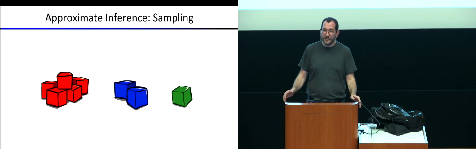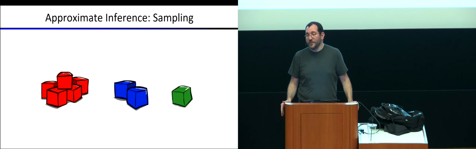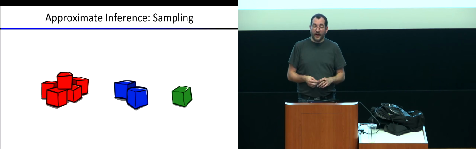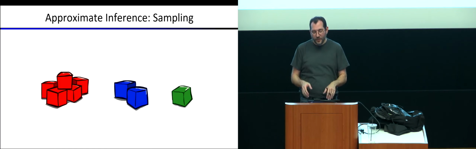Today we're going to talk about sampling-based methods, which you can run as quickly as you want. But if you don't run them long enough, your answer may not be very accurate. And so here there's a trade-off between compute and accuracy, and that's not the normal trade-off we have.